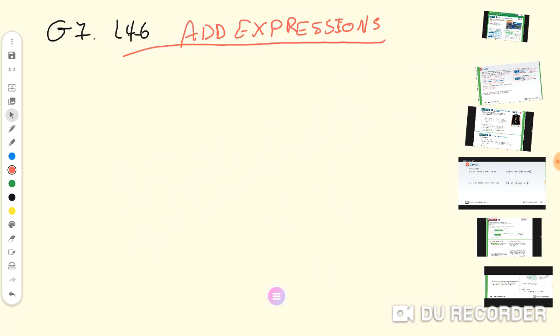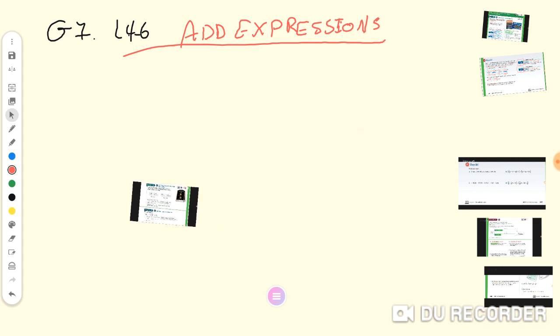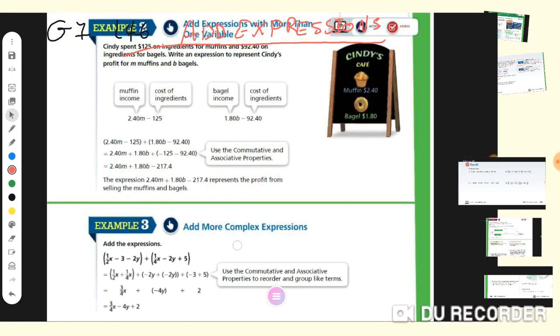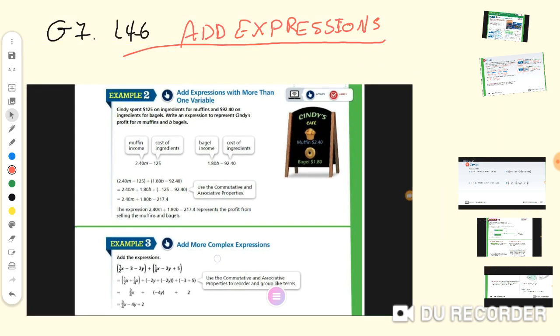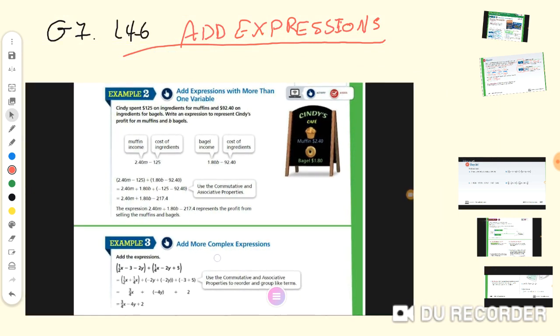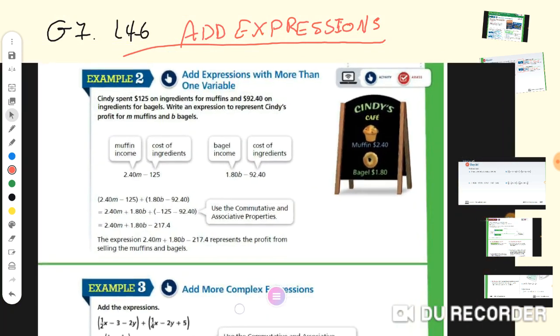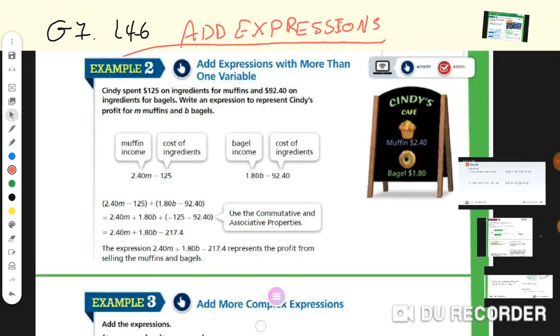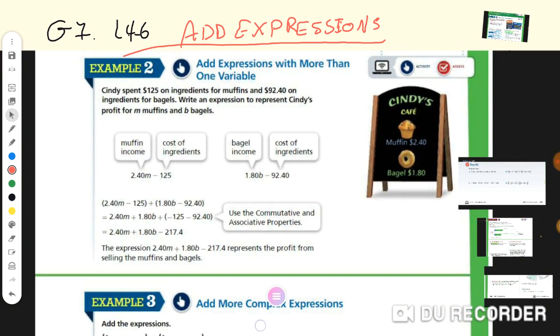Next page. Take care about what we said about story problems, how to read the story problem. It's very important. Listen well to this example.